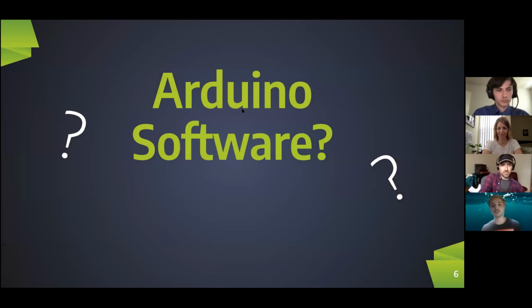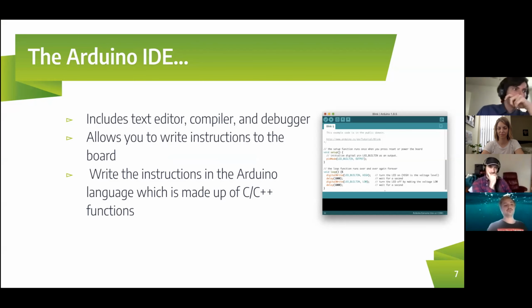All right, so now about the Arduino software. The Arduino IDE includes a text editor, a compiler, and a debugger. It allows you to write instructions for the board, and the Arduino programming language is really just made up of a bunch of C and C++ functions. They're already made for you to use.